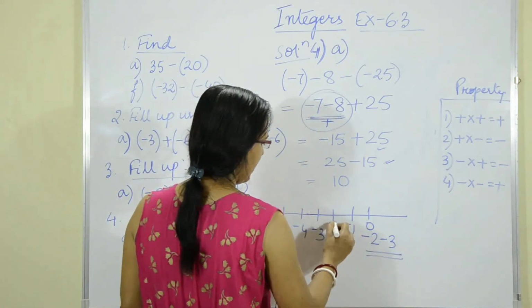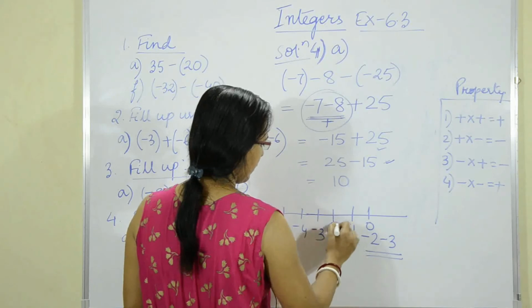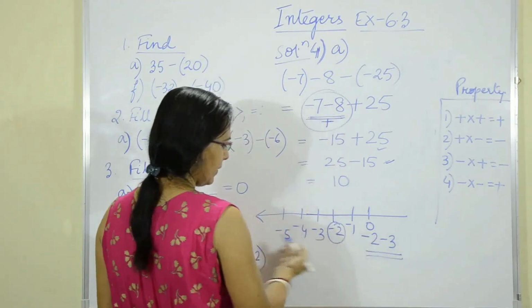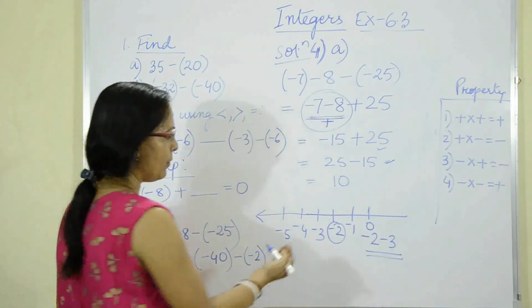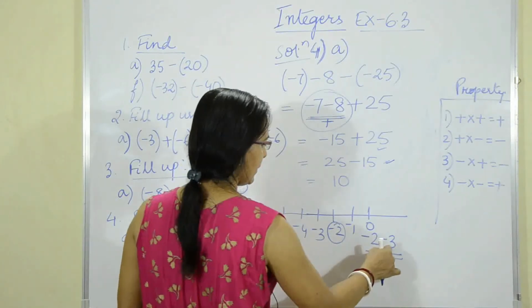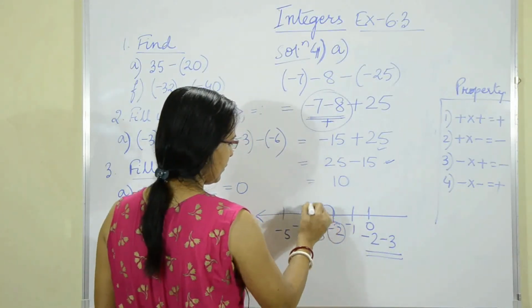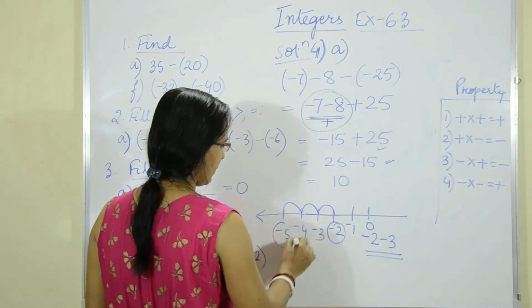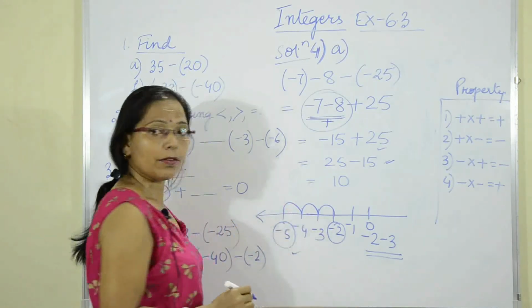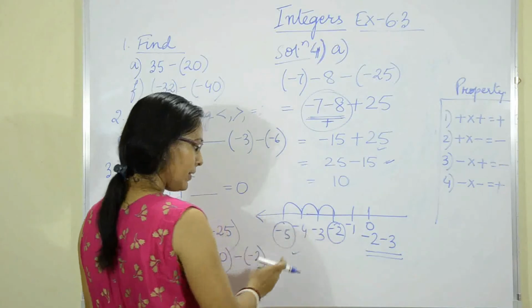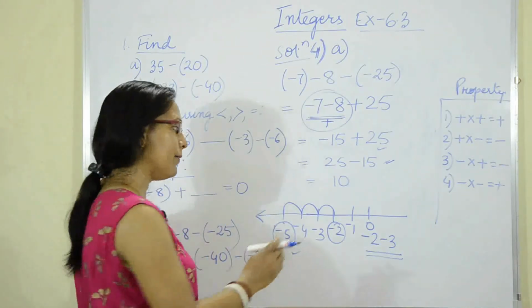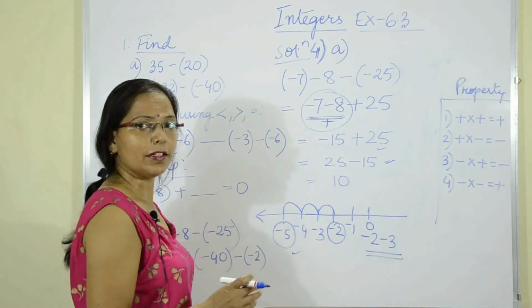Now I am in minus 2. Minus 3 is even at the back. So I will have to move back. How many times? Minus 3 times. That means 3 times back. 1 time, 2 times, 3 times. So what do I get? Minus 5. Okay. In whichever side the number is, we will have to move towards that side only.